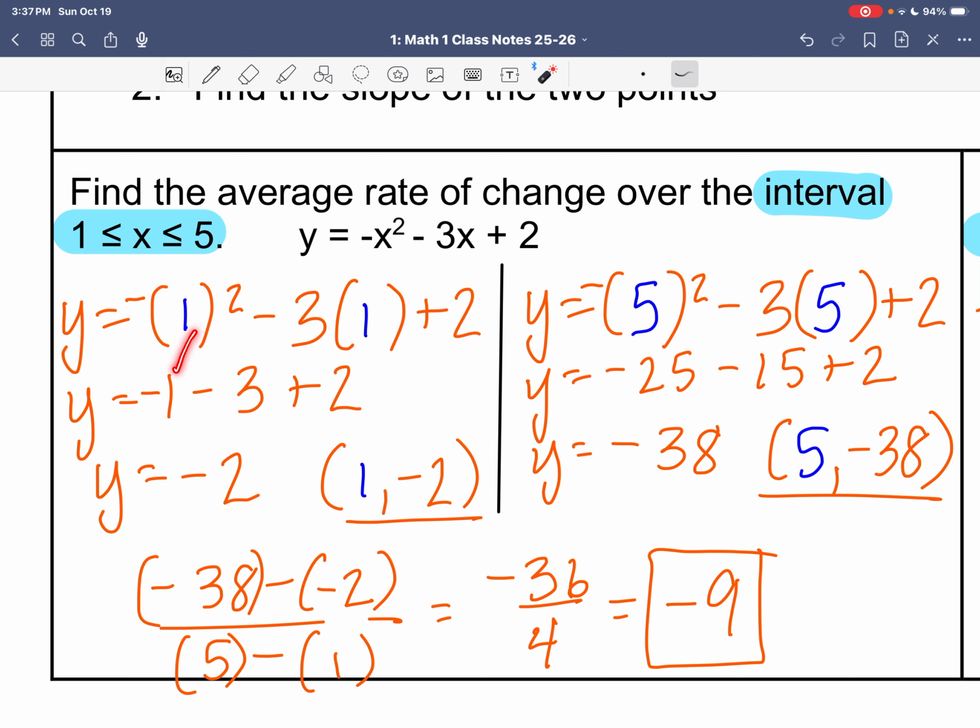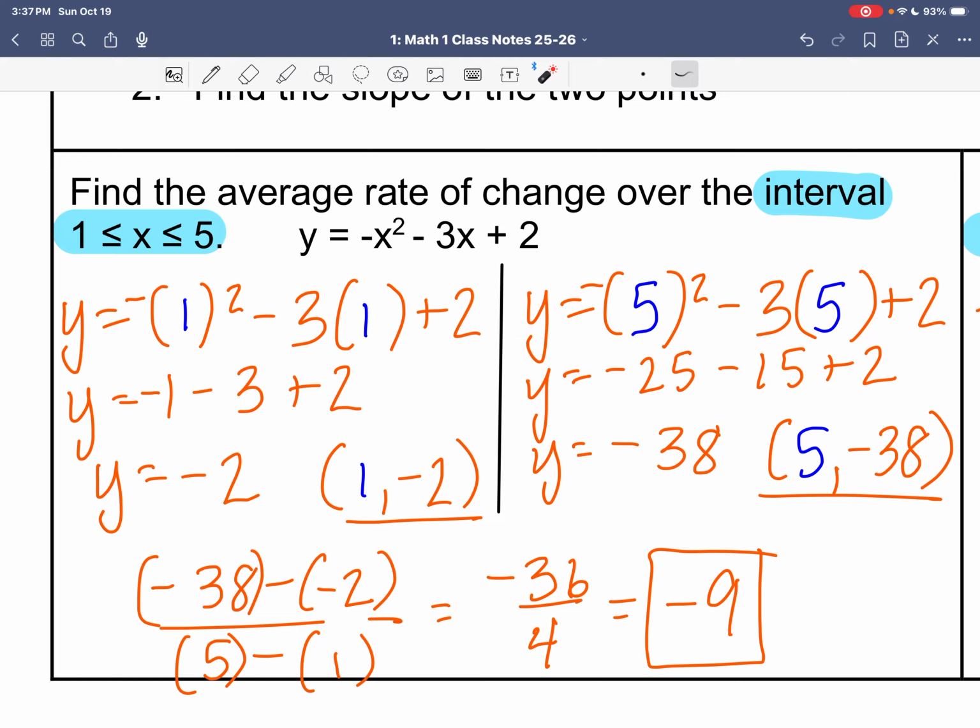So remember, 1 squared is 1, and then we're going to bring this negative down right out front. And then we've got negative 1 minus 3 plus 2. So y is negative 2. So the ordered pair we're going to use for slope is (1, -2).